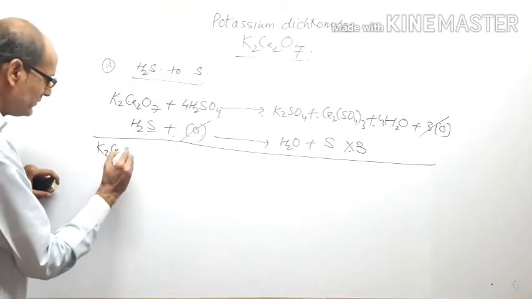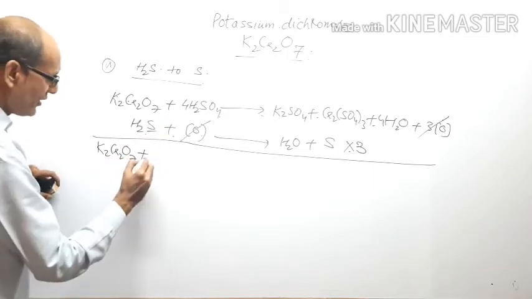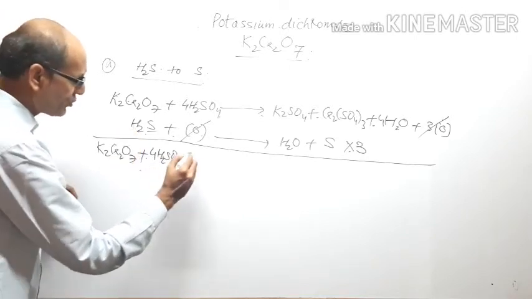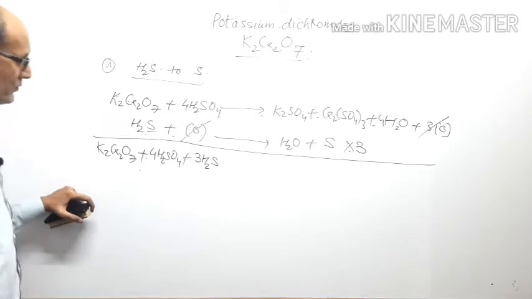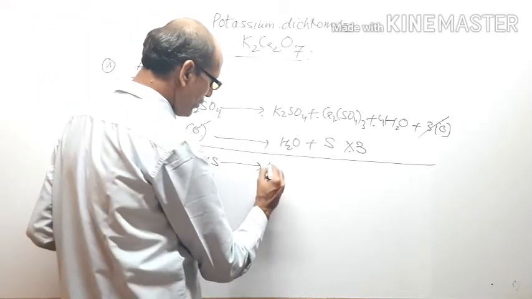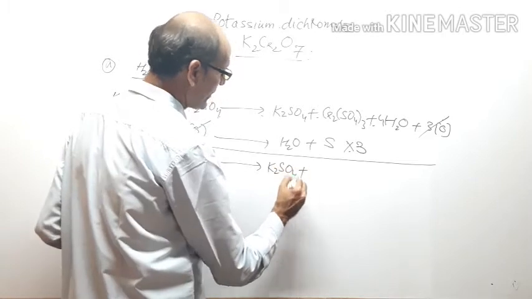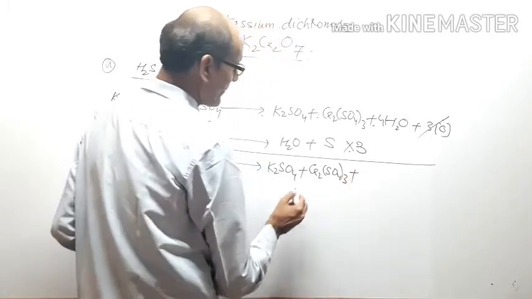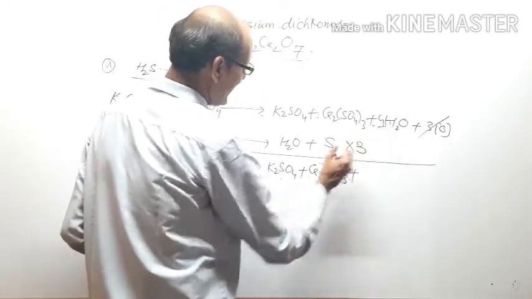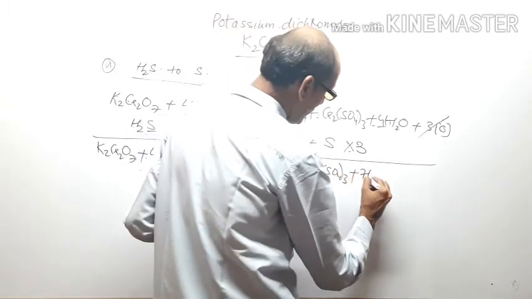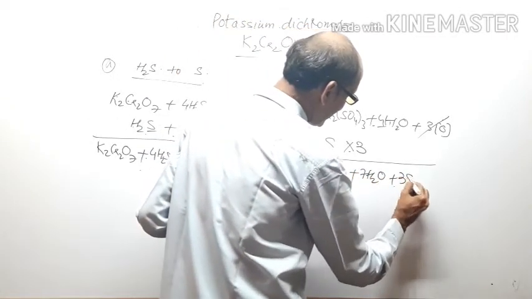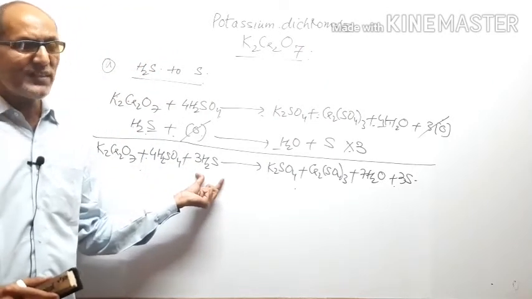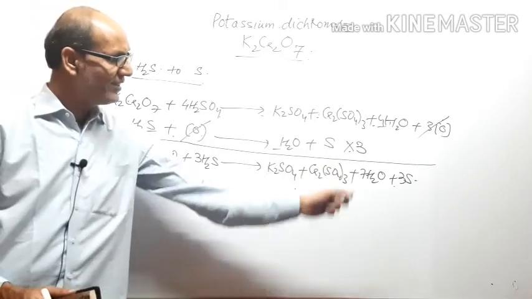K2Cr2O7 plus 4H2SO4 plus 3H2S, you will get K2SO4 plus Cr2(SO4)3 plus 7H2O, 4H2O here and 3H2O here, 7H2O, plus 3S. This is the reaction in which hydrogen sulfide undergoes oxidation in the presence of potassium dichromate to form sulfur.